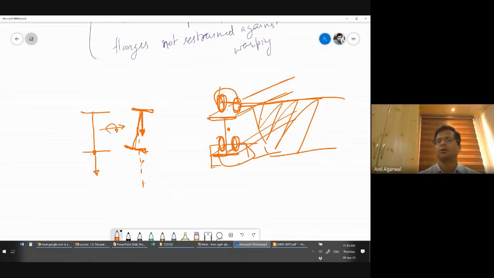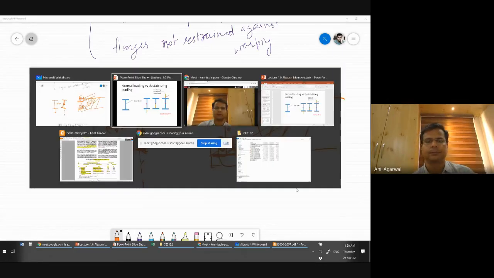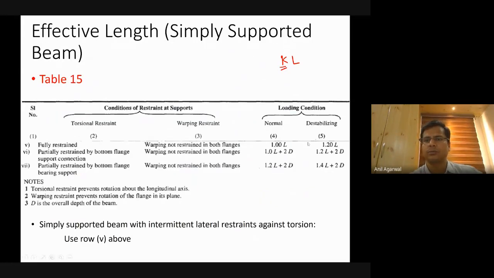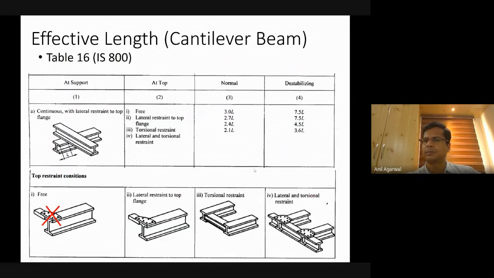So depending on where the center of that load is, there will be a number of loads acting on the beam. If the center of that load is acting near the centroid, that is the same location as the shear center for an I section, then you can say that it is not a destabilizing effect. But if it is acting towards the top flange, then that will have a destabilizing effect. Correct? So if there is a destabilizing effect, then you have to take 20% larger length. All right. So that is for simply supported beams.